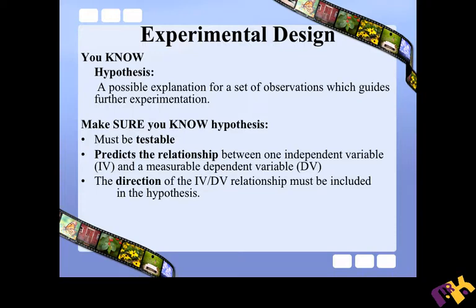Okay, so this should be something that we are very familiar with. We should also keep in mind that when we design and develop hypotheses for our experiments, our investigations as we move through the year, that we make sure that it's testable, predicts the relationship, and gives the direction of the IV and DV variables. The I and D variables. It's like saying rip in peace.